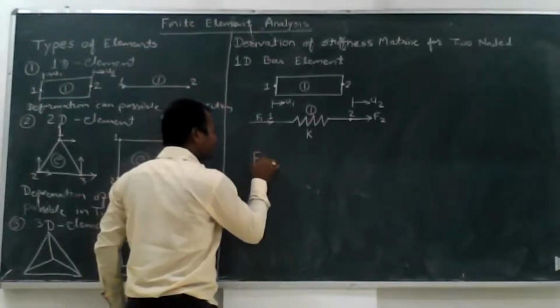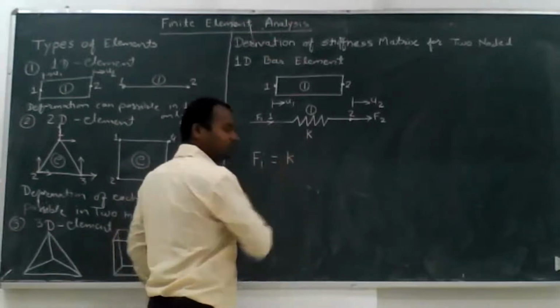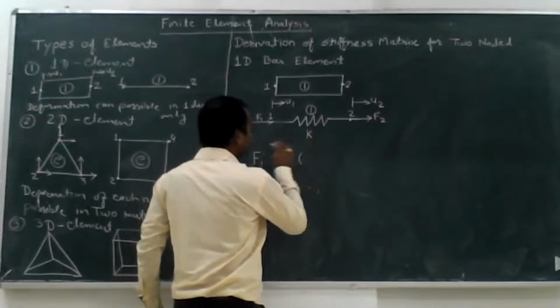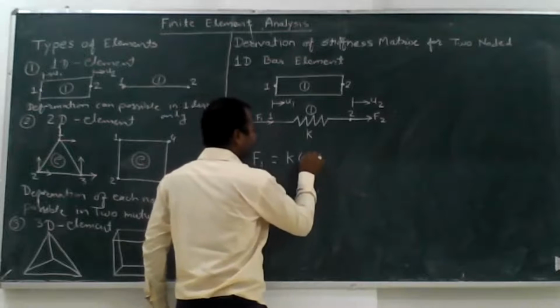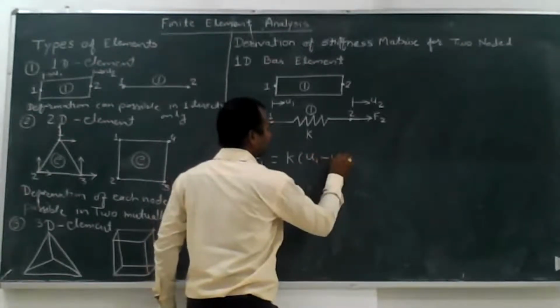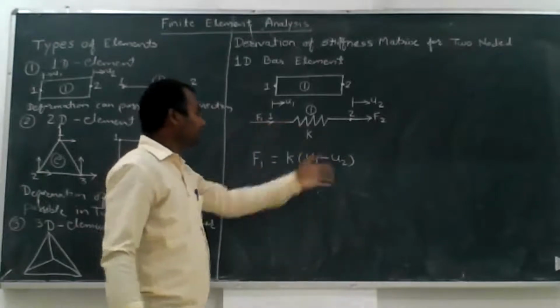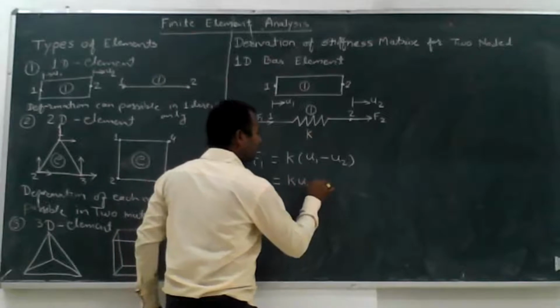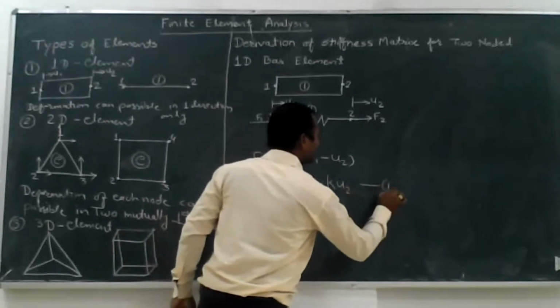Therefore, F1 will be equal to, the stiffness is K, and we are finding the force for node number 1, so the deformation term will be U1 minus U2. That is the deformation of U1 minus the deformation of U2. So that will be equal to KU1 minus KU2. This is equation number 1.